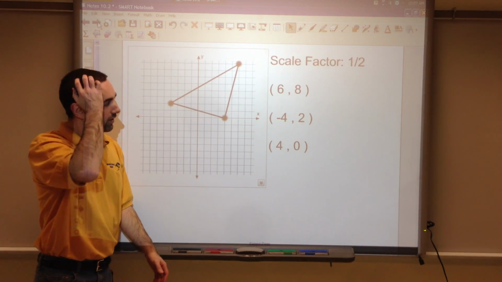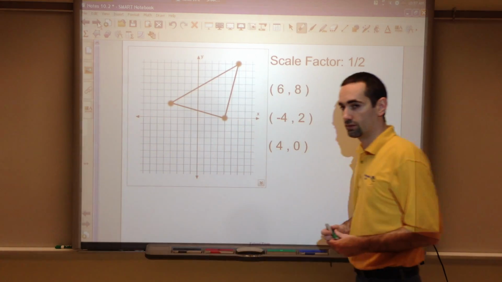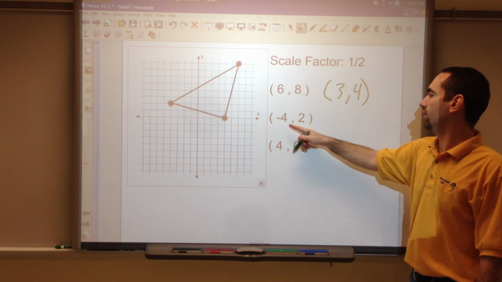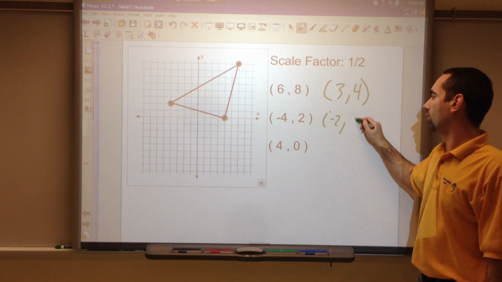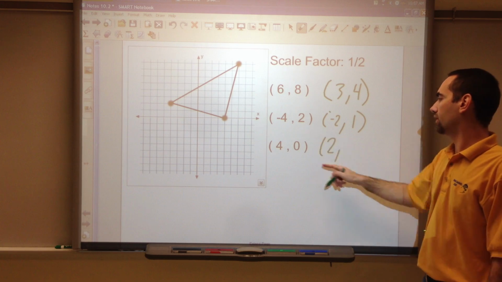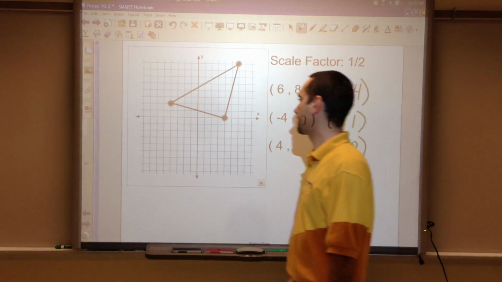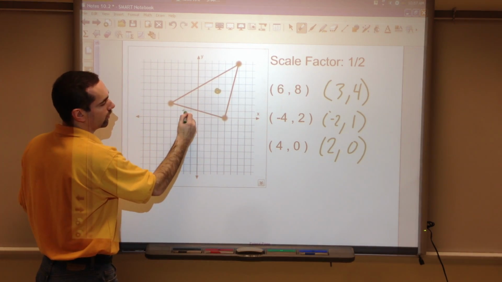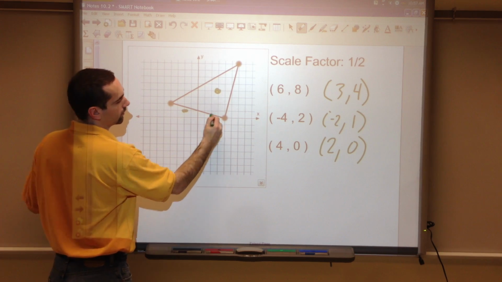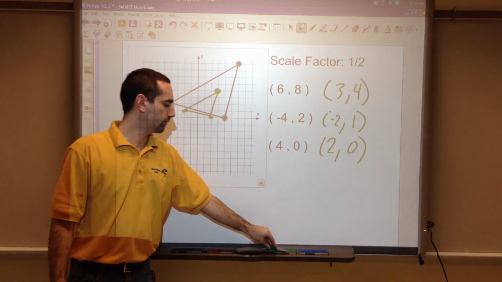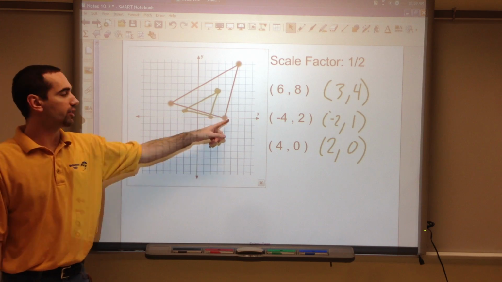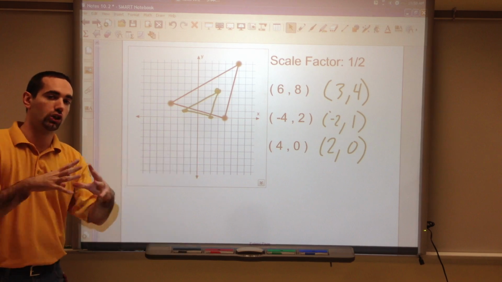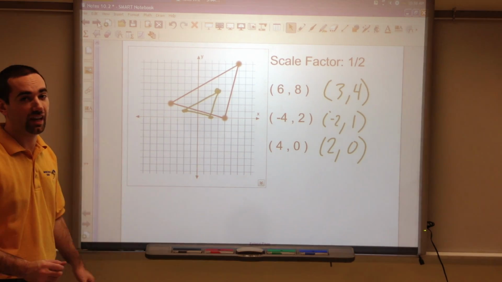Scale factor of 1/2. In other words, it's being shrunk. So times by 1/2. 3, 4, -2, 1, 2, 0. And that's the shrunk image. Again, these are similar. That's the idea of dilation. You enlarge or shrink an object based on a scale factor.